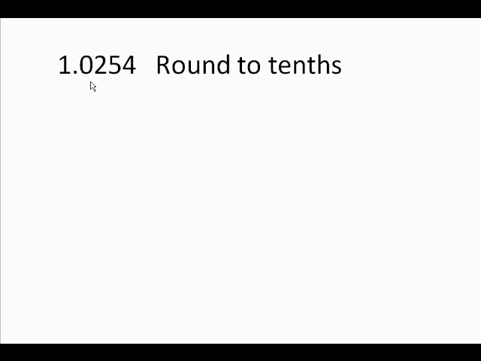Now 1.0254 rounded to the tenths. This is the tenths place value. If I look to the right, it's 4 or less. That means I do not change the underlined number. It stays as 0. Everything to the left comes on down. Everything to the right of the underlined number, since it's to the right of the decimal, just gets cut off. And my answer is 1.0. Rounded to the tenths.